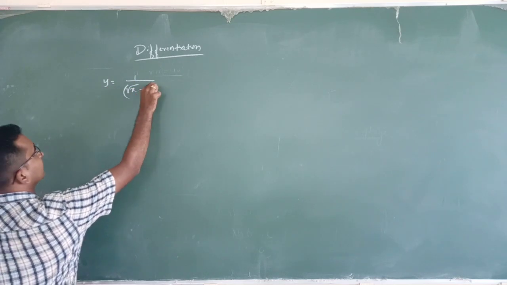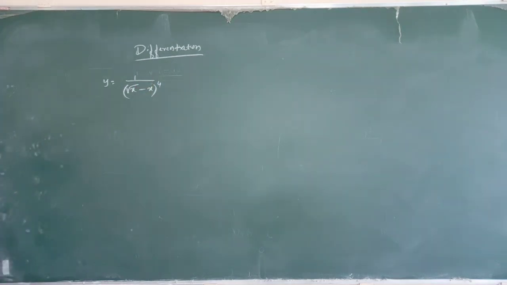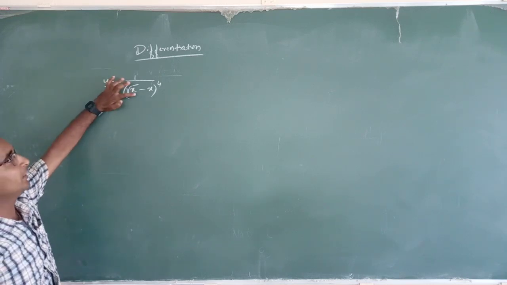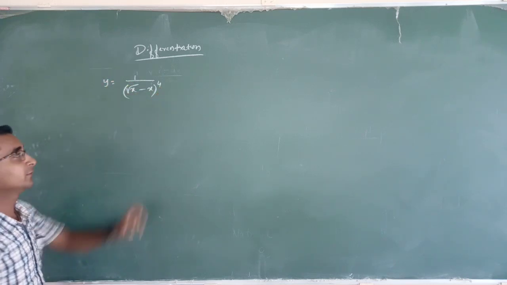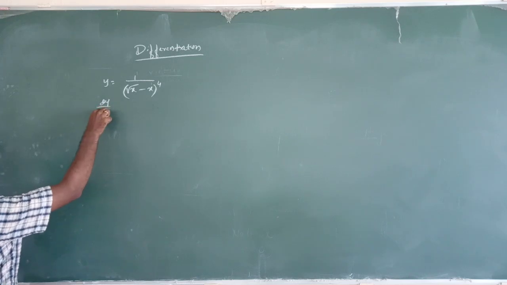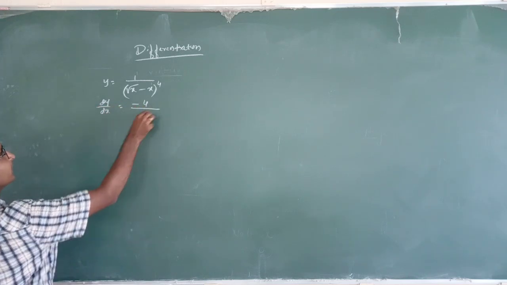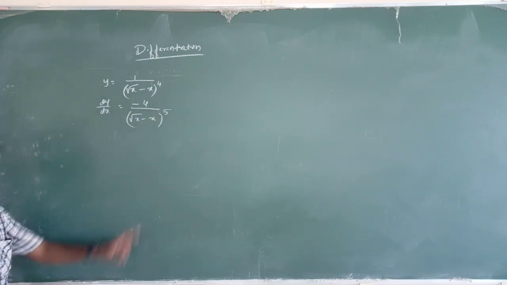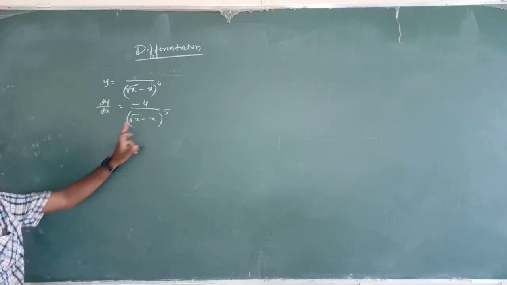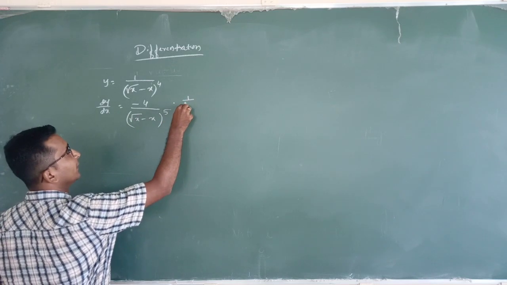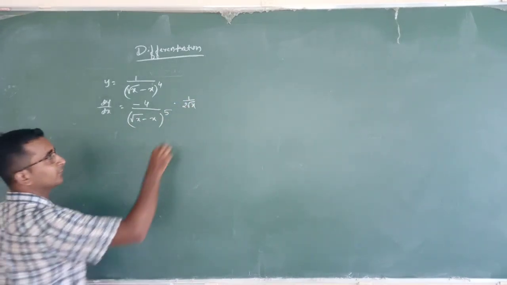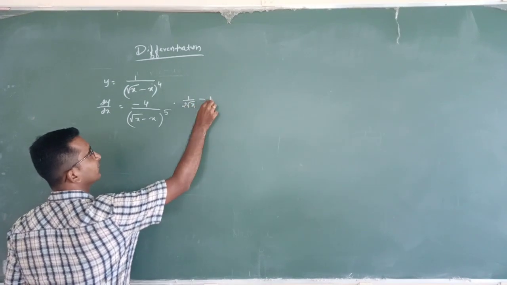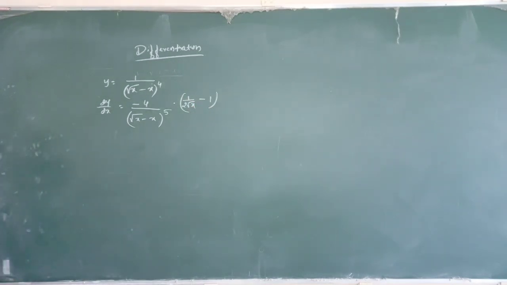The next example is y equals 1 divided by (root x minus x) whole raised to 4. Again it is in the form of 1 divided by x raised to n. So dy by dx is minus 4 divided by (root x minus x) whole raised to 5, times the differentiation of the x term. Root x differentiation is 1 divided by 2 root of x, next the sign is minus, then x differentiation is 1.